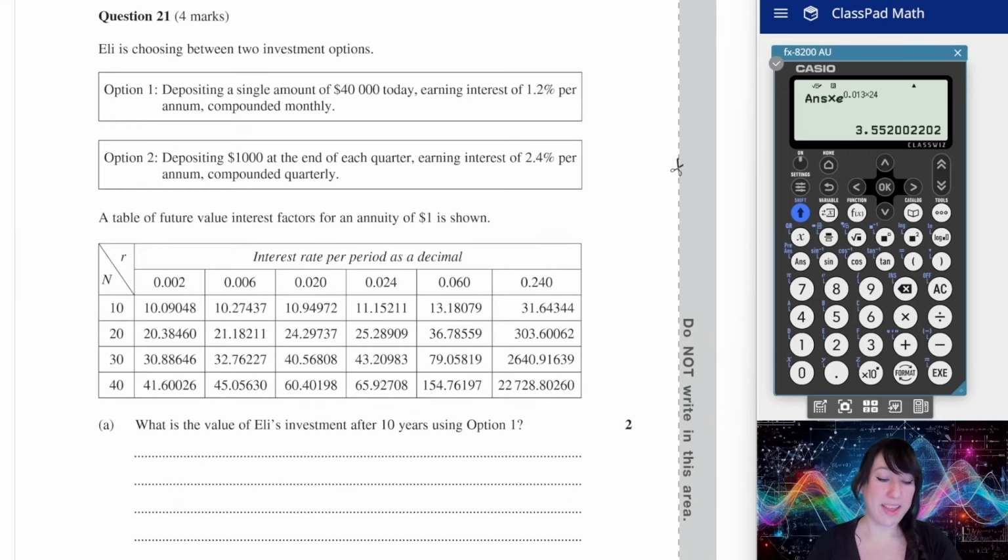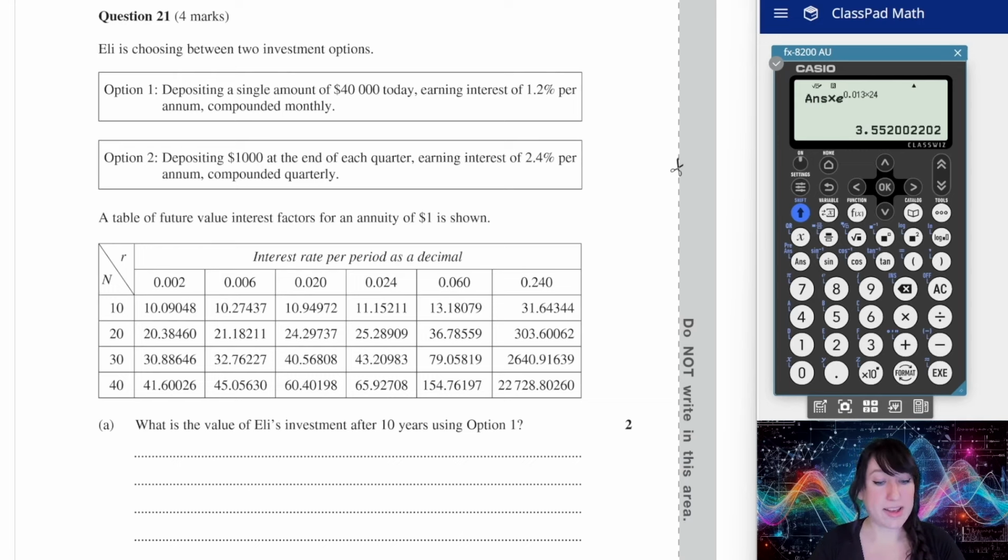Question 21. Eli is choosing between two investment options. Option 1, depositing a single amount of $40,000 today, earning interest of 1.2% per annum compounded monthly. Option 2, depositing $1,000 at the end of each quarter, earning interest of 2.4% per annum compounded quarterly. And we have a table of future value interest factors for an annuity of $1. Part A is, what is the value of Eli's investment after 10 years using option 1?